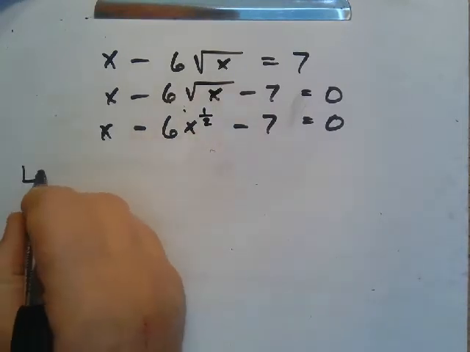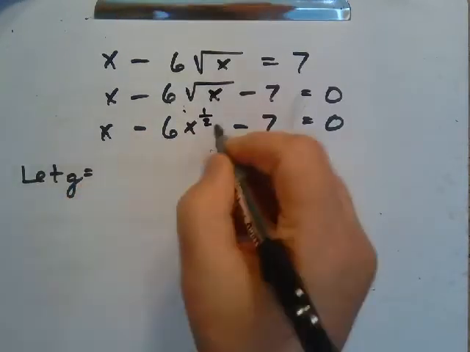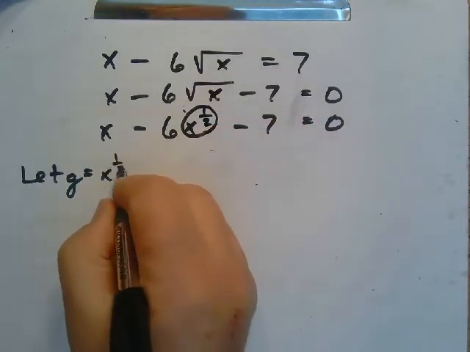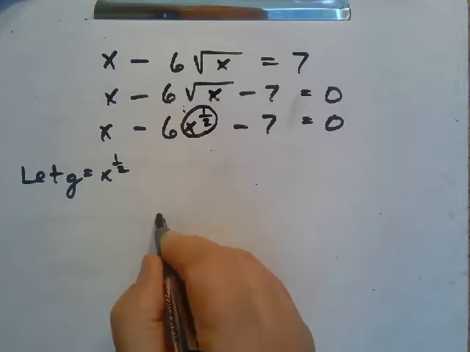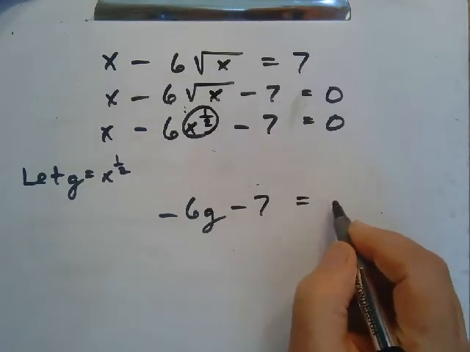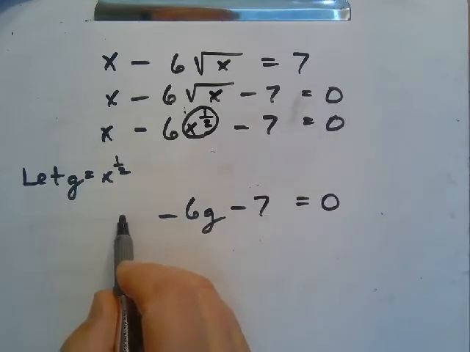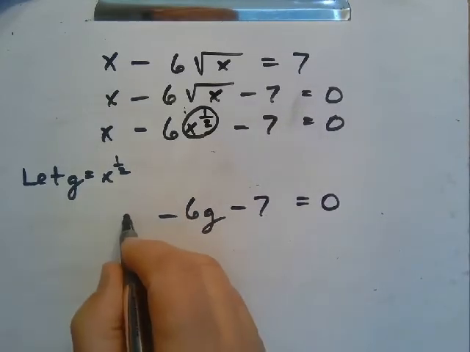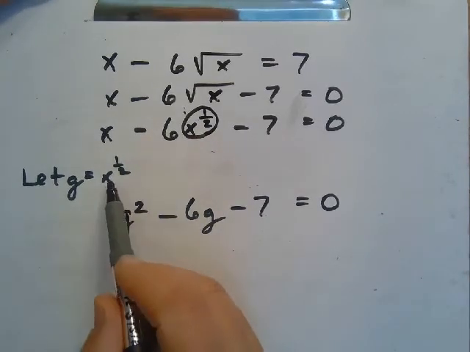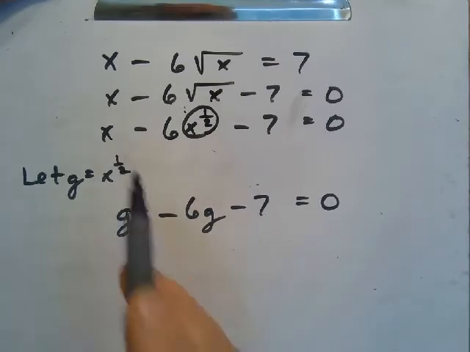So let's use our let statement. Let g equal this middle guy here, x to the 1/2. And we'll rewrite the problem. This is my -6g minus 7. And then this one, the exponent would have to be twice this, which becomes g squared. X to the 1/2 squared is x.